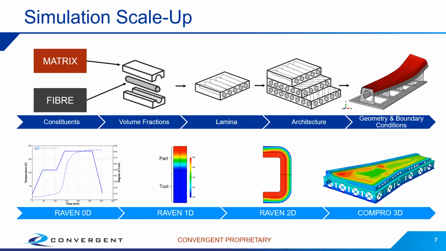So Raven 0D, we call this a virtual DSC. It gives us a point solution for material properties and how they evolve using a cure cycle. Scaling up to the laminate level, we have Raven 1D, so we can actually do a drill through of a part and look at the thermal gradients, evaluate for potential exotherms or thermal lags, and do parametric studies to optimize our cure cycle. And similarly, we can do that 2D in Raven, so we can see the thermal gradients associated with heat transfer coefficient gradients in our part, or part geometry differences as well, and then scale that up all the way to 3D in Compro too.